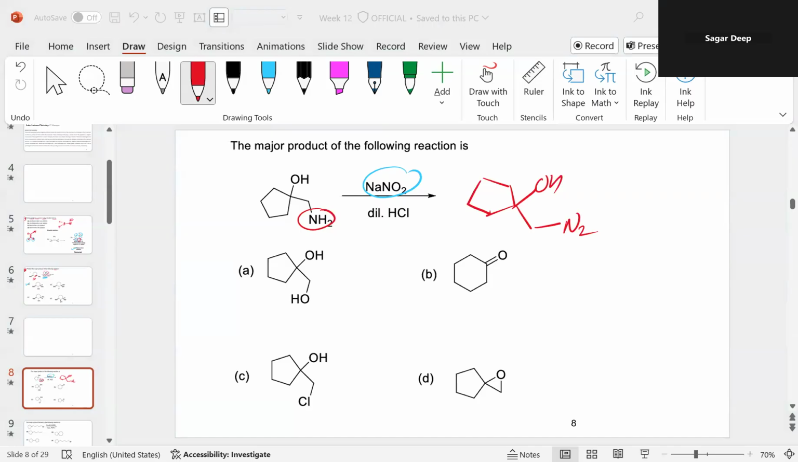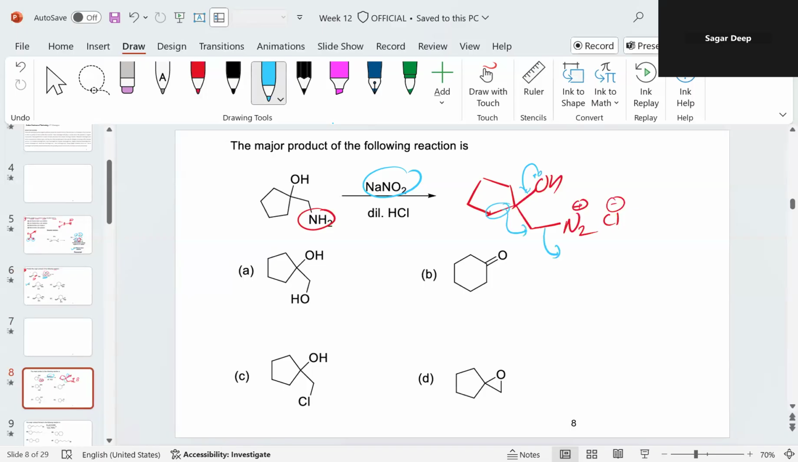And then since this N2 positive is the good leaving group, and since it is Cl, the counter anion will be Cl negative. So this N2 positive, which is the good leaving group, the lone pair of the oxygen gets involved in the double bond formation, and this entire bond migration takes place.